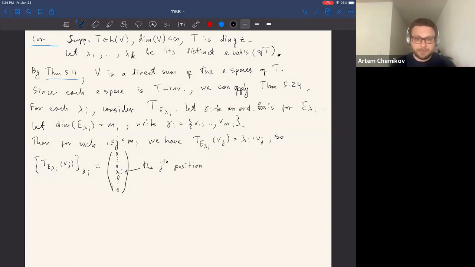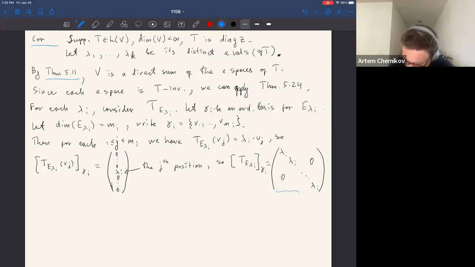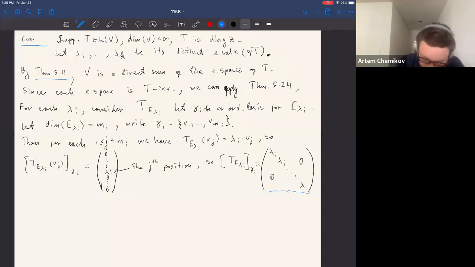Okay, so we know these vectors. So we can write the matrix which represents T restricted to E lambda I with respect to gamma I, right? So we know this again pretty much. It follows that the matrix is going to be of a very simple form. So it just has lambda I everywhere on the diagonal, and zeros outside of the diagonal. Now, what are the dimensions? So let's make sure we understand the dimensions. So the dimensions correspond to mi, the dimension of the eigenspace E lambda I, right?